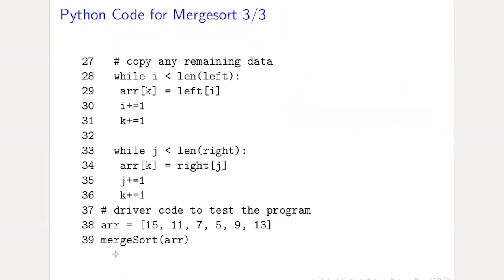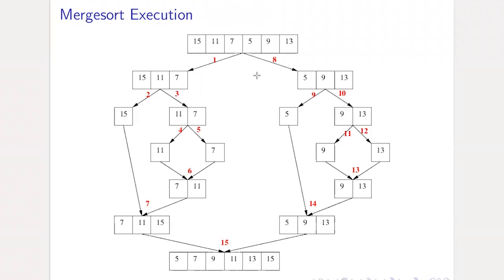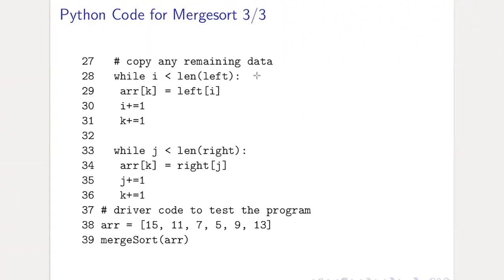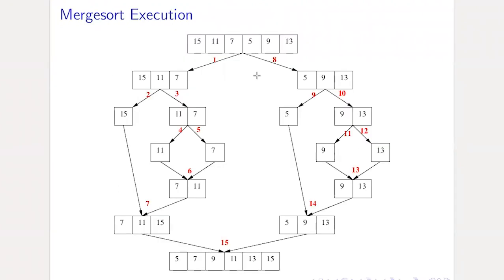And so the slides have this simple test code. Let me show you an example here based on that. So this is not in sorted order, as you can see: 15, 11, 7, 5, 9, 13. So this is that array. The red color values are showing how the processing happens, the order.